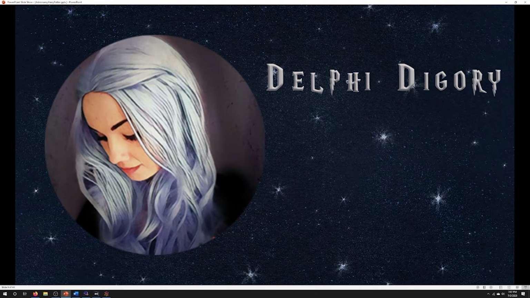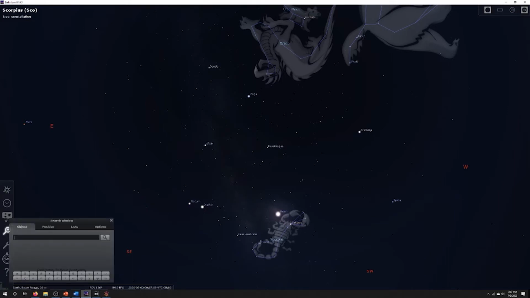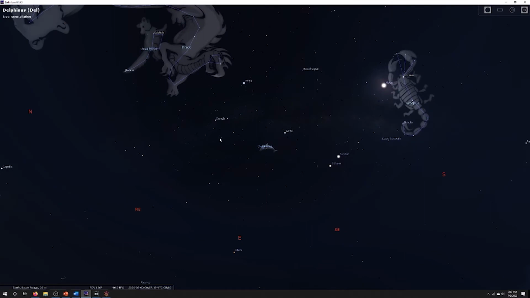Well, if you look a bit more towards the east of Scorpius, you will find yet another constellation known as Delphinus the Dolphin. So let's find exactly where Delphinus is at. There is Delphinus. You will find Draco, Scorpius, and in between those two is this small constellation known as Delphinus the Dolphin. Well, you'll notice how Delphi Diggory's hair is silver, just like a dolphin's skin.